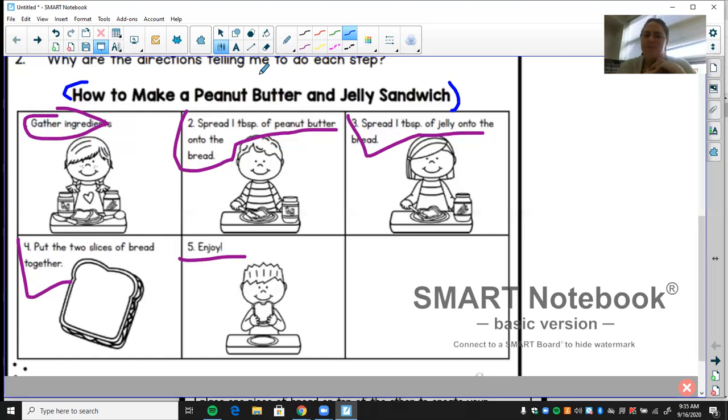What if I just skip to step 5? And I'm just going to eat this bread, if I even have any bread. Because we hadn't gathered ingredients yet. We haven't put anything on the bread. So how can I enjoy it if there's nothing to enjoy, right?